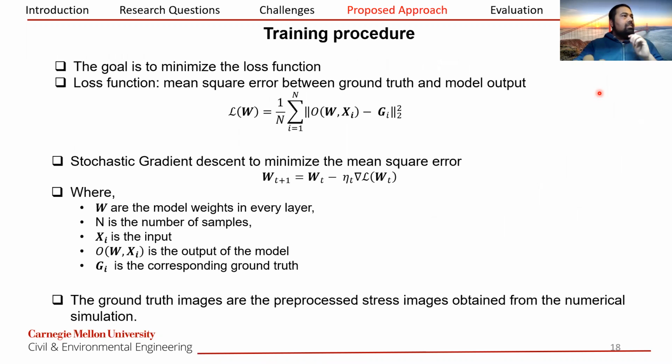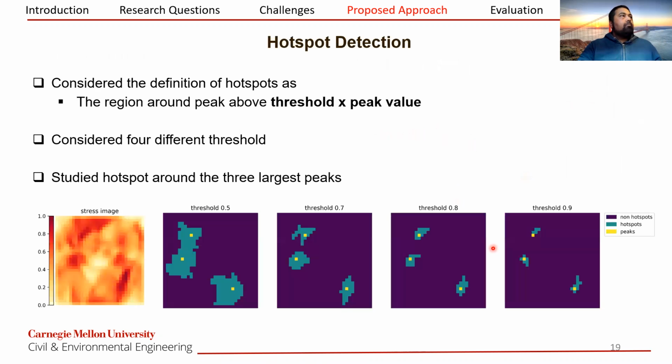So this is just the basic. We are just using this mean square loss function. We train it with this gradient descent scheme, and then we try to predict the ground truth. Once we train the model, we have this, the prediction of the stress image.